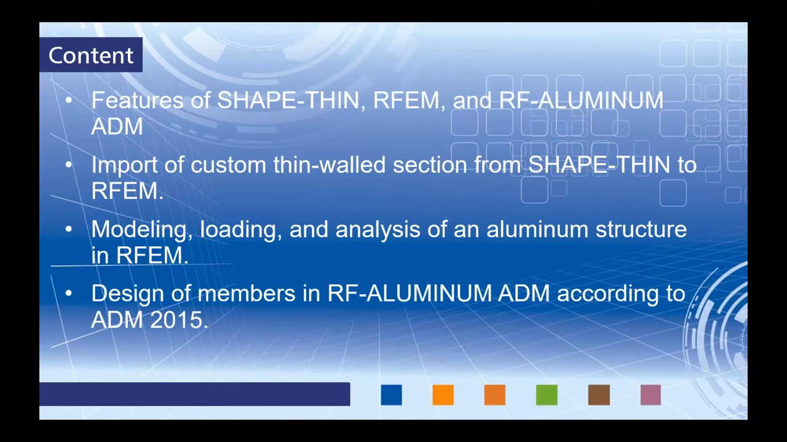So regarding the content for the next hour of today's webinar, I want to go through the features of our standalone program Shape-Thin, our finite element analysis program RFEM, and then the add-on module within RFEM, RF-ALUMINUM ADM. We will import a custom thin-walled section that we've created in Shape-Thin into RFEM, and once in RFEM, we will completely model, load, and analyze an aluminum structure. Then to take it a step further, we'll utilize the add-on module within RFEM called RF-ALUMINUM ADM to do design of our members according to the ADM 2015 standard.